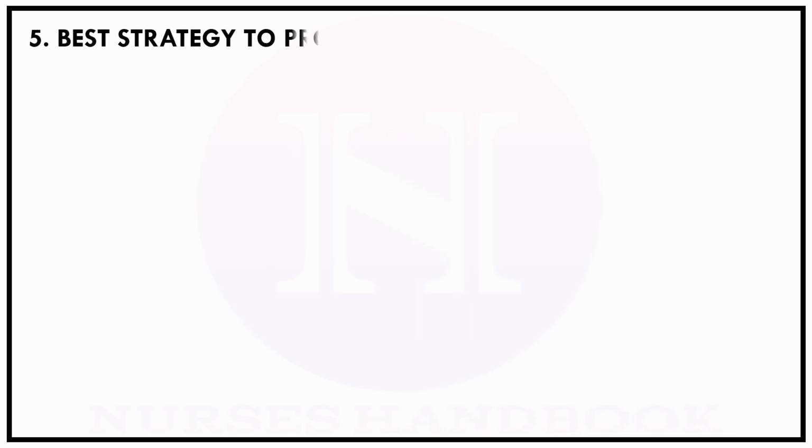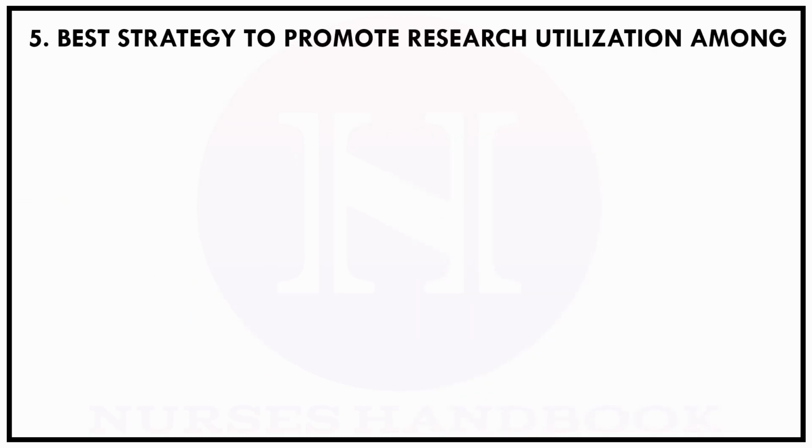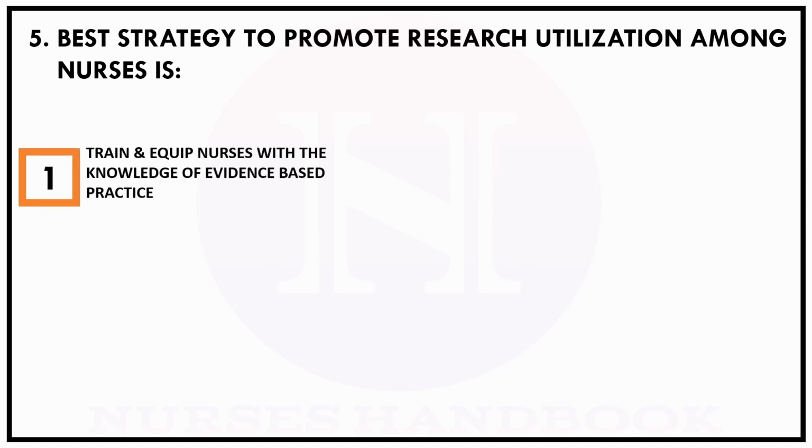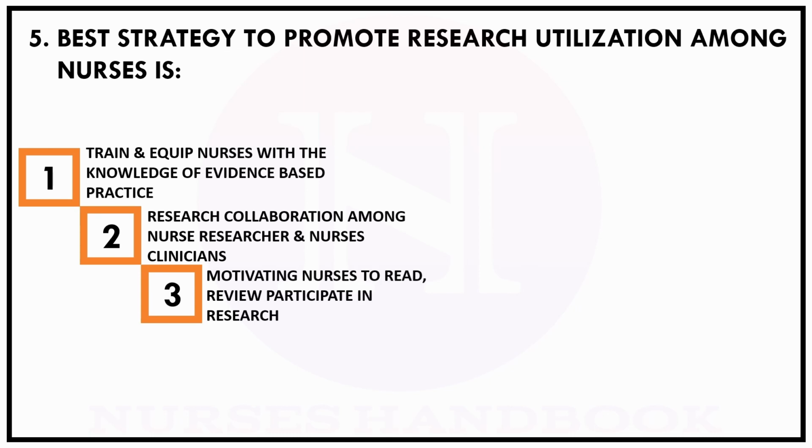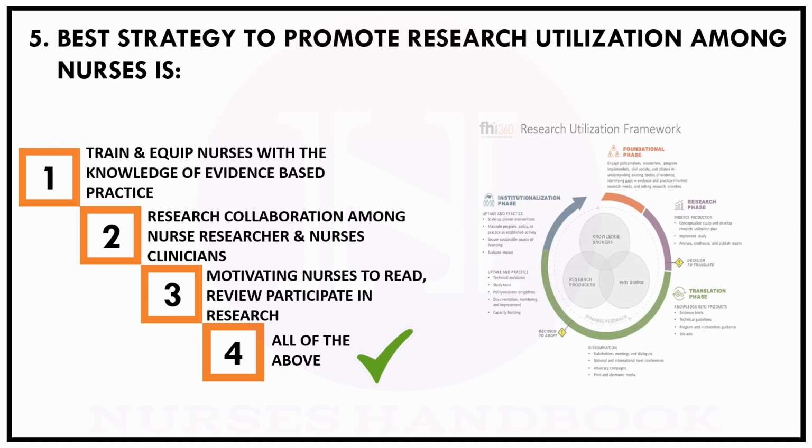Question number 5. Best strategy to promote research utilization among nurses is option number 1, train and equip nurses with the knowledge of the evidence-based practice. Option number 2, research collaboration among nurse researchers and nurse clinicians. Option number 3, motivating nurses to read and review and participate in research. Option number 4, all of the above. And the correct answer is option number 4, all of the above.